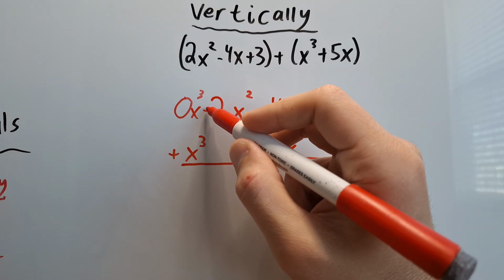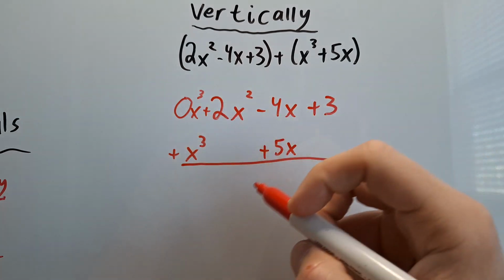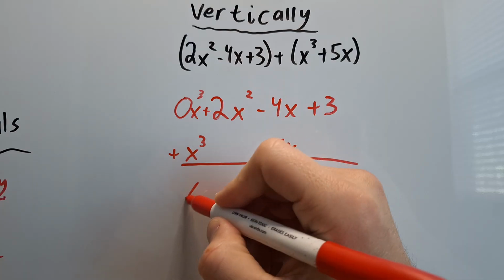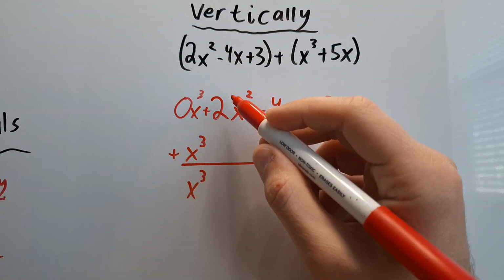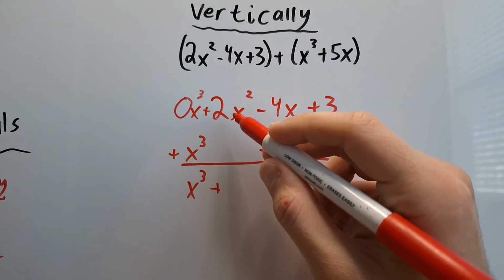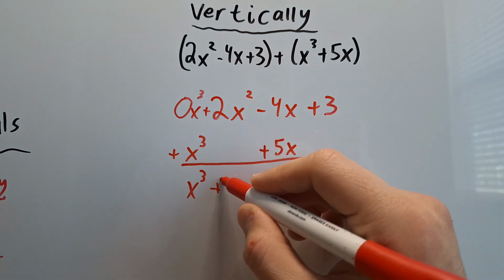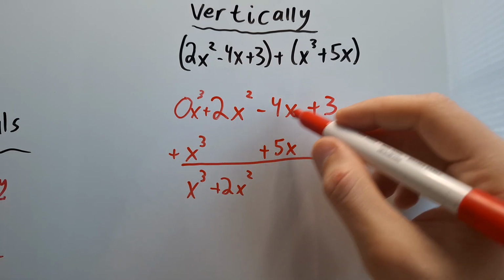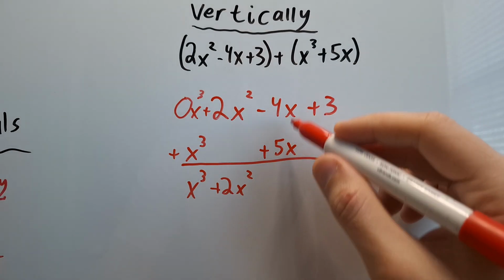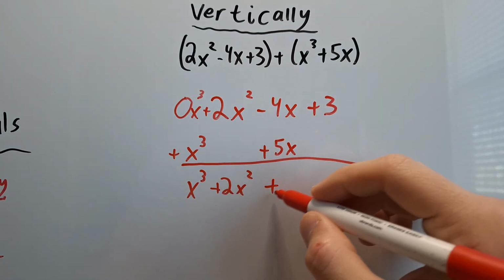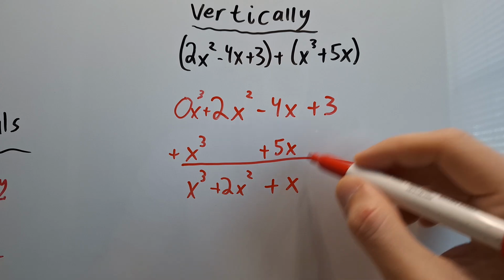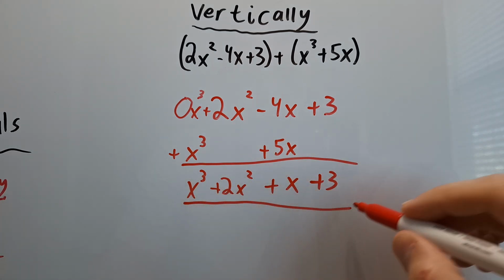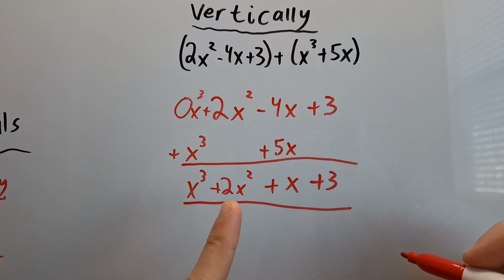Just to show you that placeholder thing I was talking about. So 0x cubed plus x cubed, that's just simply x cubed. I just copy and paste. Same thing here, except this is now x squared. Negative 4x plus 5x. So in this case, I now have 1x, or simply just x, and then plus 3. This would be my sum for this addition here.